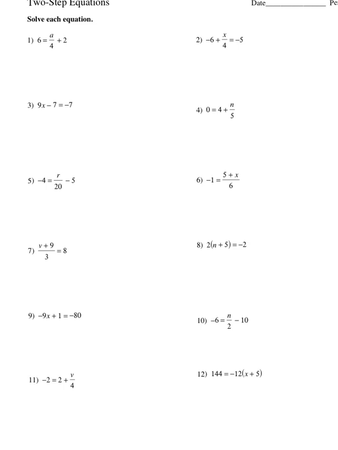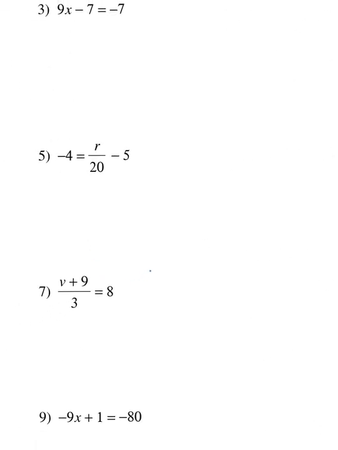So I'm going to start off with a couple easy ones, and then I will walk you through those. So let's start with number 5. We have negative 4 is equal to r divided by 20 minus 5. All right, so again, we want to get the letter alone on one side of the equation.